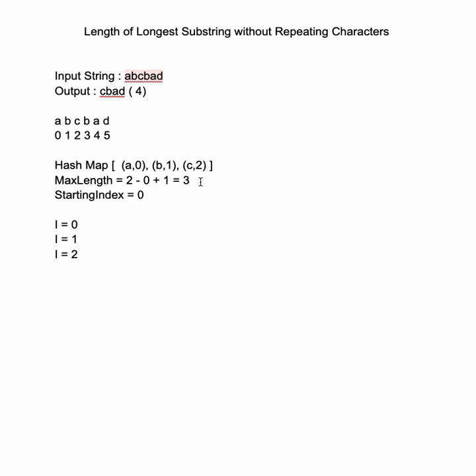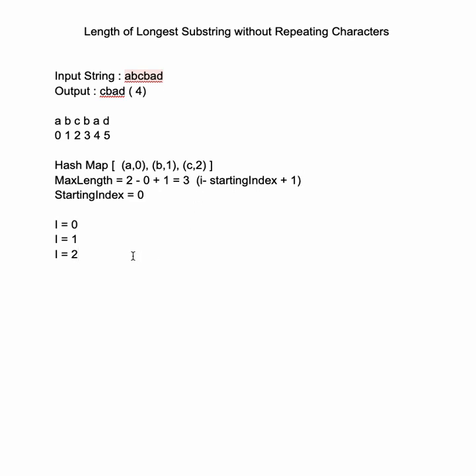Here why are we doing I minus? This is nothing but I minus starting index plus 1. Why are we doing this? Because at I equal to 2, we know that from starting index 0 till I equal to 2, there is no repetitive character, and the max length of the substring ending at I equal to 2 would be nothing but ABC, and its length is equal to 3. That is what it denotes.